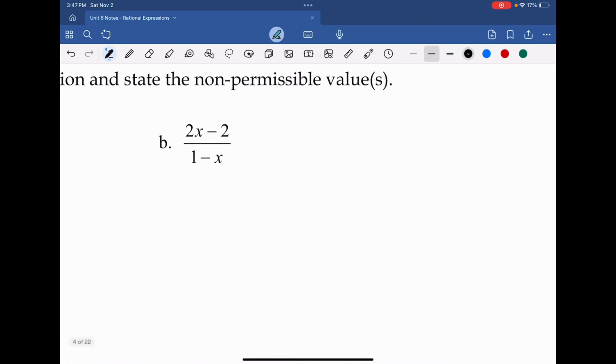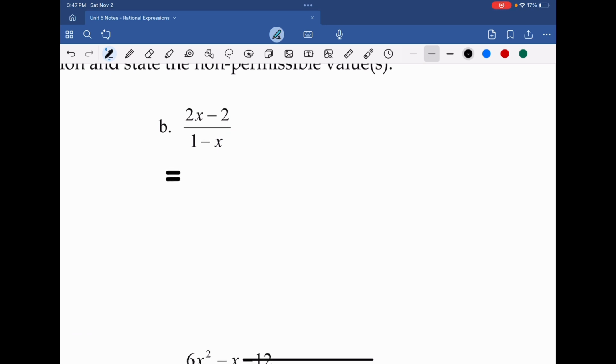Okay, let's go over to B. Now, this is going to be a common trick we do with this one. I'm going to factor out a 2 here, leaving us with x minus 1. In the numerator, we have x minus 1. In the denominator, we have 1 minus x. To make them look the same, let's just factor out a negative, and then I can flip the signs of the denominator terms.